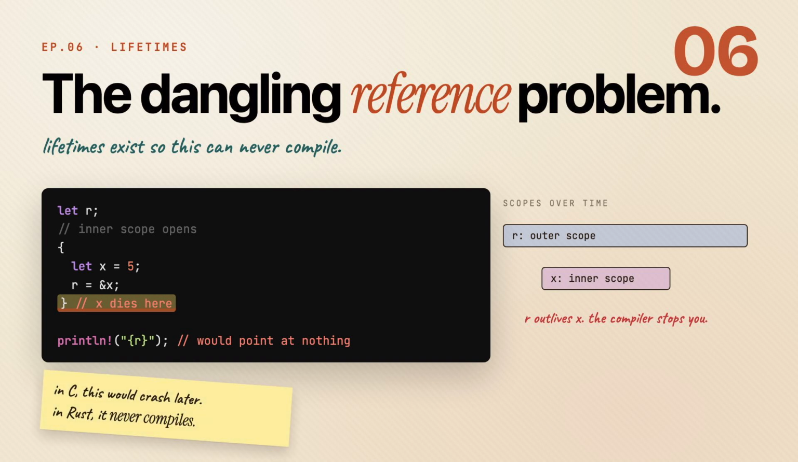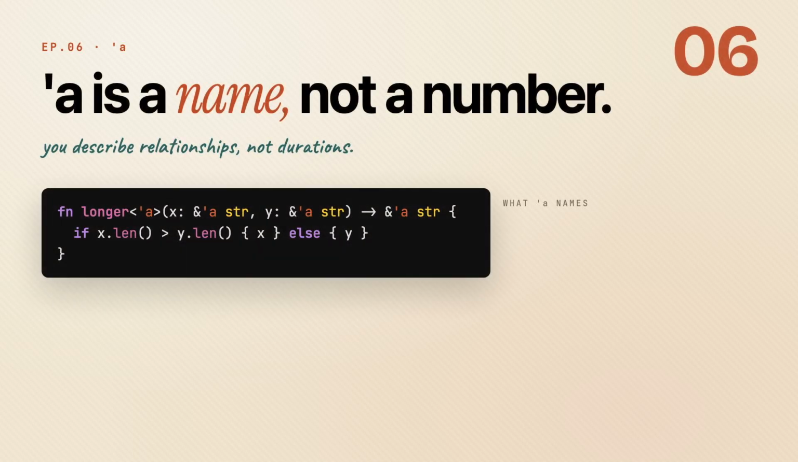In C, this compiles and crashes later. In Rust, it should never compile, and it never does. How does the compiler check that? You actually give it a name. Here's a function that returns the longer of two strings. The little trick is the 'a in that name. It's not a duration, it's a label for a relationship.